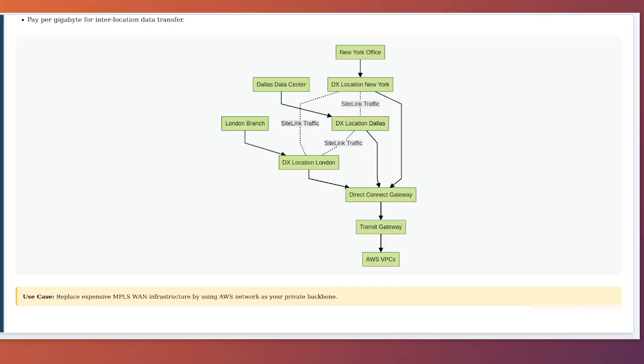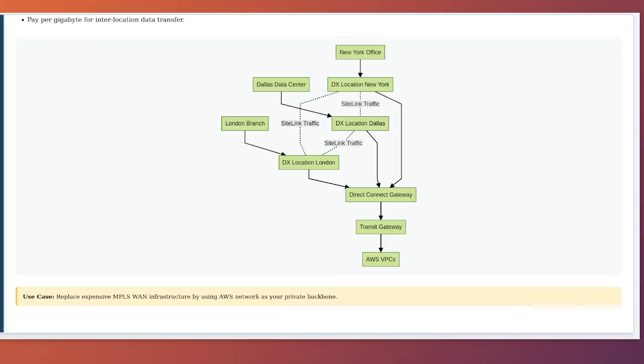One important point is that SiteLink traffic does not enter any VPC. It stays on the AWS backbone network and goes directly from one Direct Connect connection to another. This means you cannot use AWS services like firewalls or load balancers to inspect or modify the traffic.